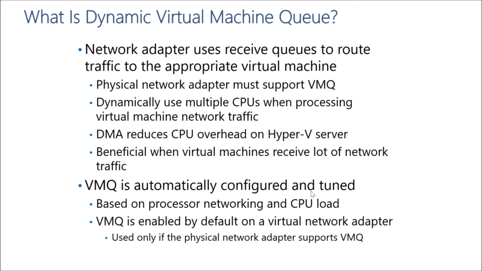The physical network adapter must support VMQ. And again, it's a physical hardware feature. It dynamically uses multiple CPUs when processing the virtual machine network traffic, which basically means it can process this queue more efficiently and faster. DMA, direct memory access, reduces the CPU overhead to the Hyper-V. Again, giving that virtual machine direct memory access to this NIC reduces the work that the Hyper-V host needs to do. It's beneficial when we receive a lot of network traffic.